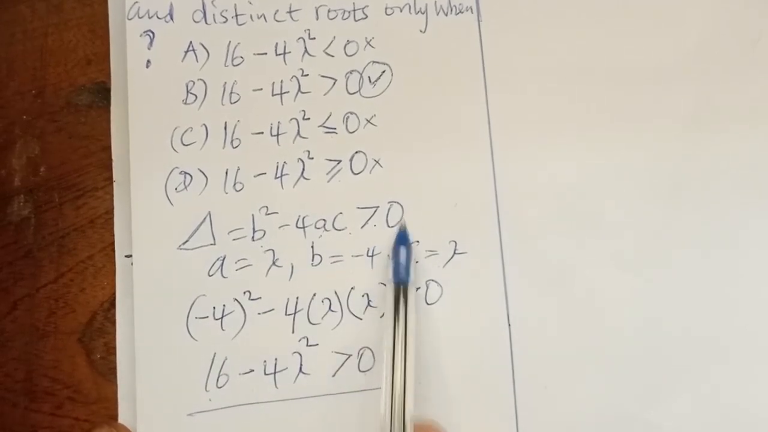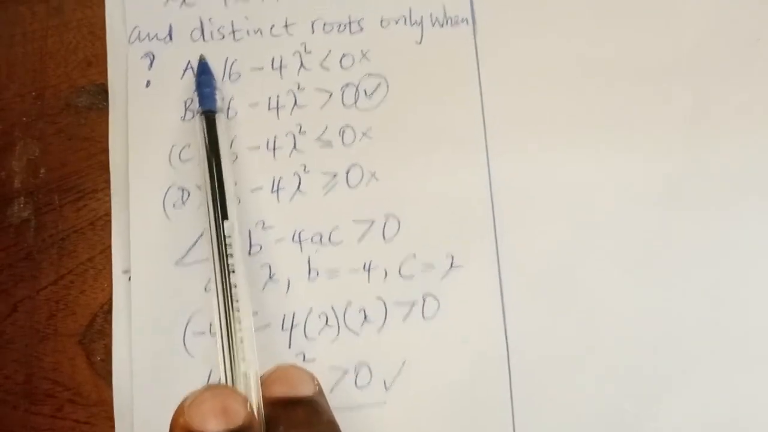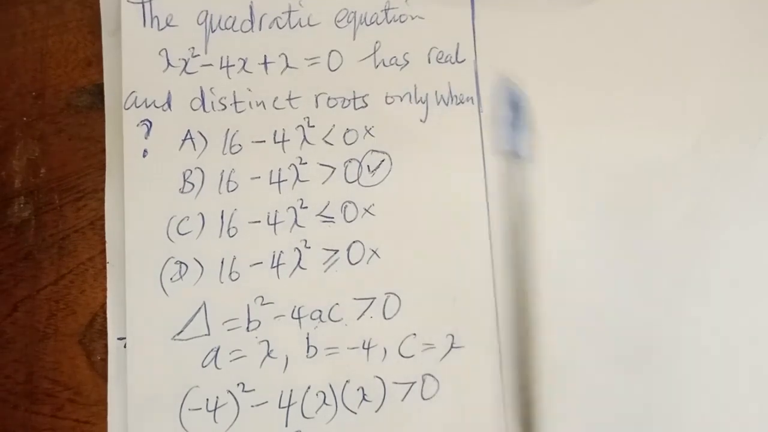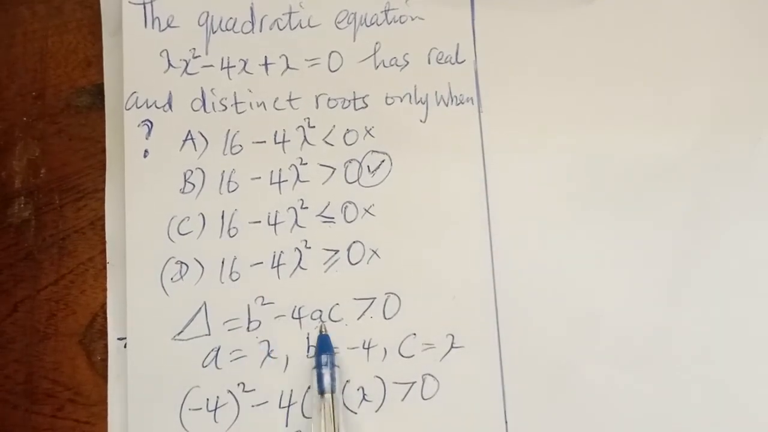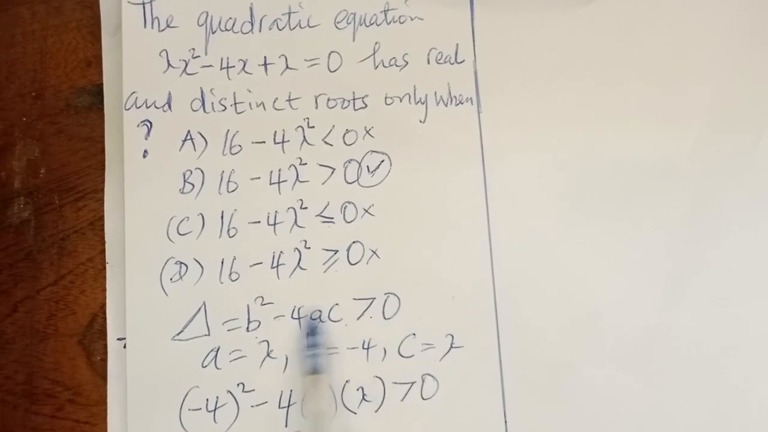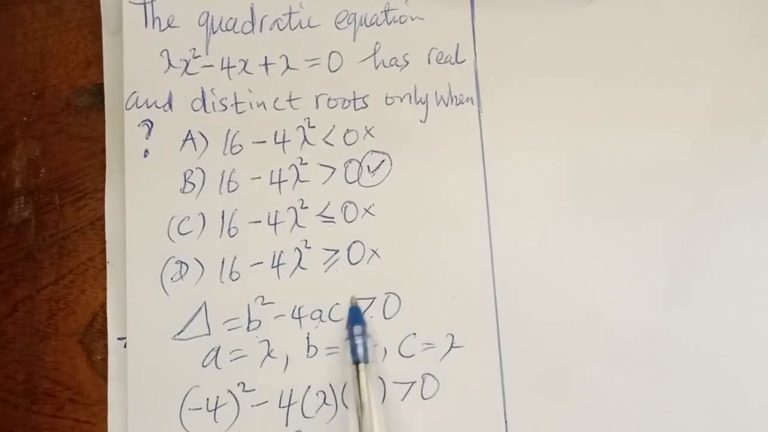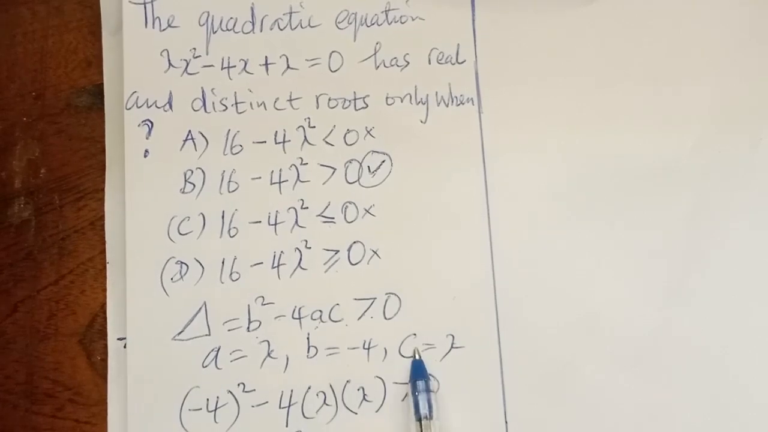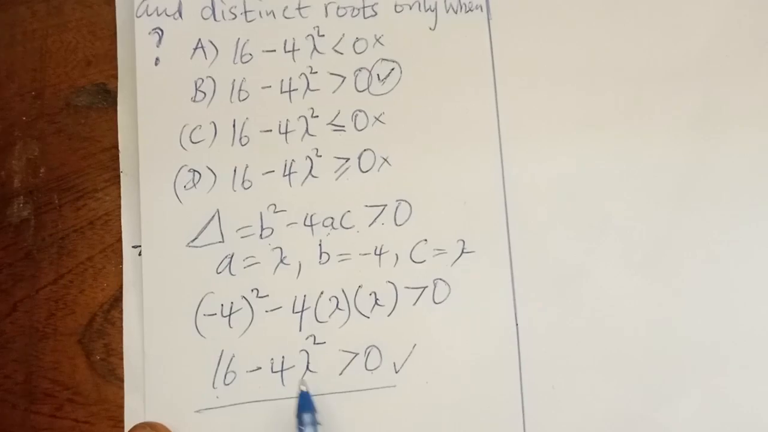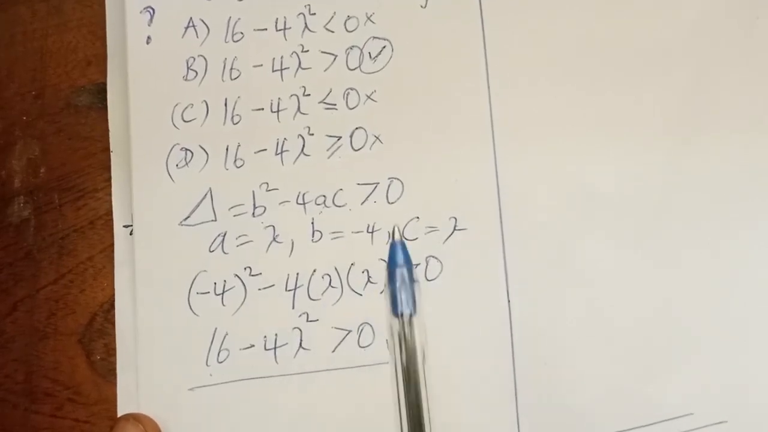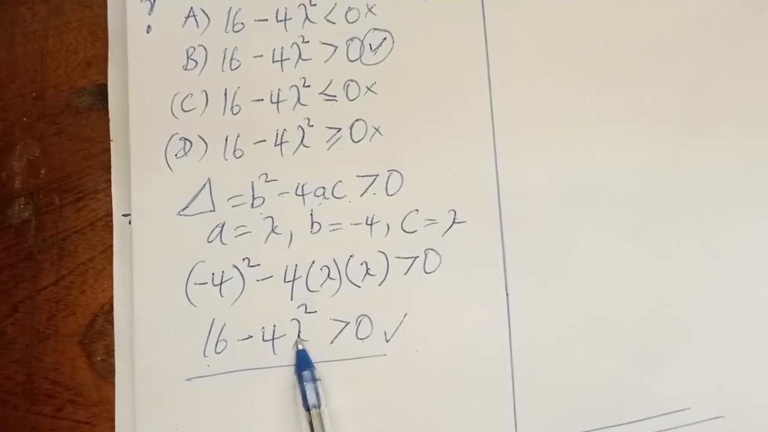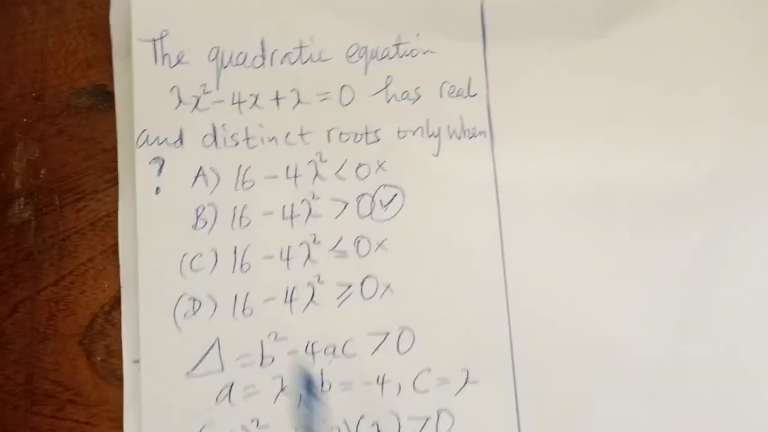But first you must understand that real and distinct roots, as you can see here, only occur when the discriminant b squared minus 4ac is greater than 0. You must use this formula, looking for the discriminant with a, b, and c, as in this case lambda, minus 4 and lambda, inserting them into the expression to see how we can get the correct value, which is 16 minus 4 lambda square greater than 0, which reflects option B that is correct.